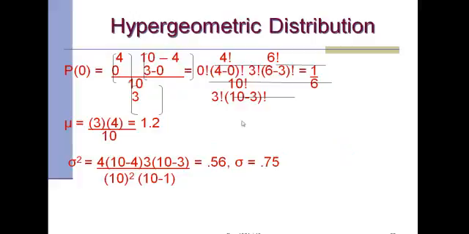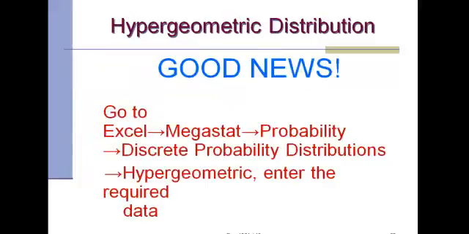So that's if you did all the math and went through all those hard calculations. I'm glad we don't have to do that. So again, it's good news. You can go to Excel, Megastat, you go to probability, select discrete probability distribution, hypergeometric, and enter the required data.